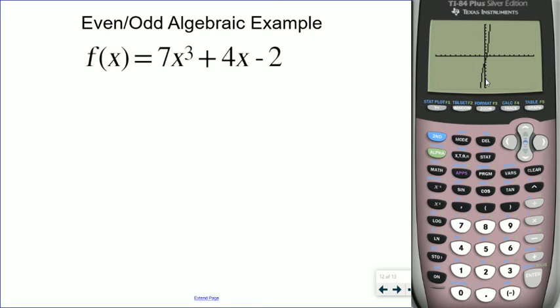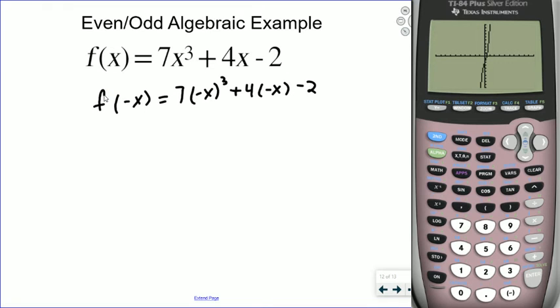So let's take a look. Our first step is to check and see what we think. I think it might be odd, but let's check and see. First, we want to check and see if it's even. I don't think it will be, but let's check. So 7 times negative x cubed plus 4 times negative x minus 2.